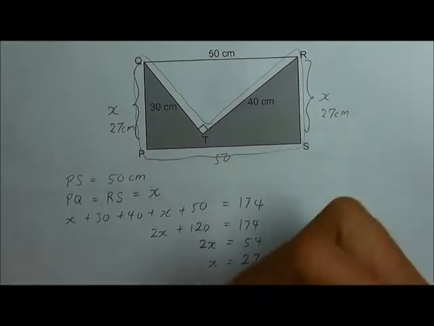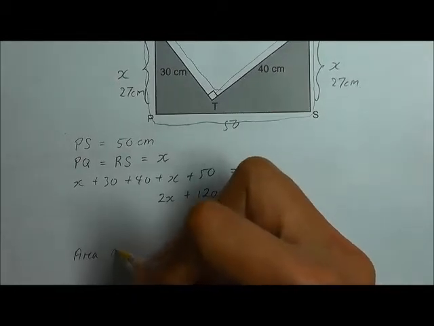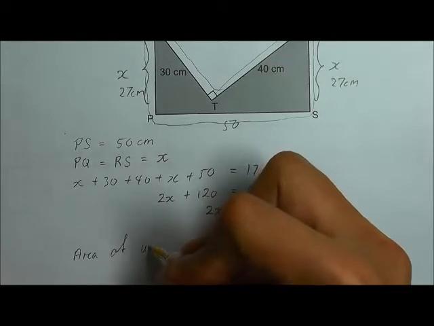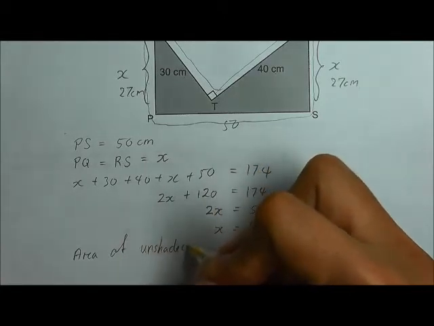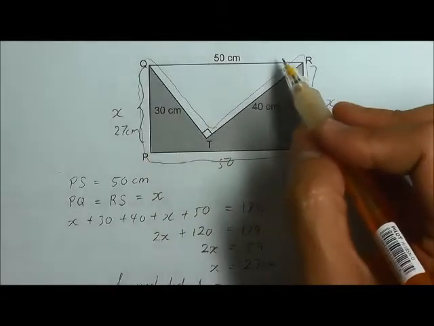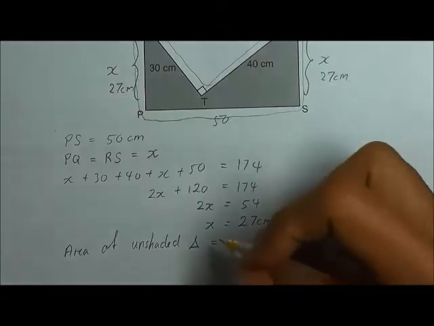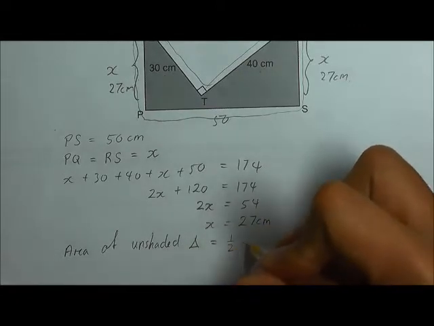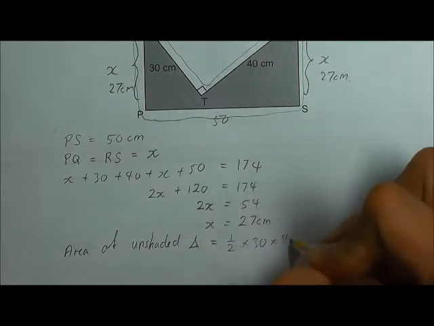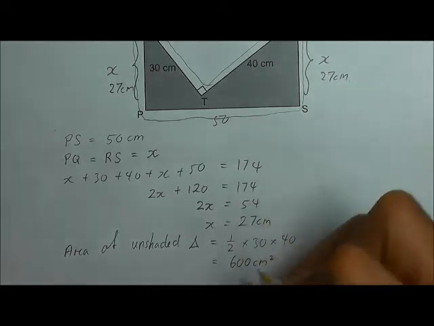Okay, so now we can find the area of the unshaded triangle, which is this right-angled triangle. We can just take half times base times height. Okay, so that will be half times 30 times 40. We will get 600 cm squared.